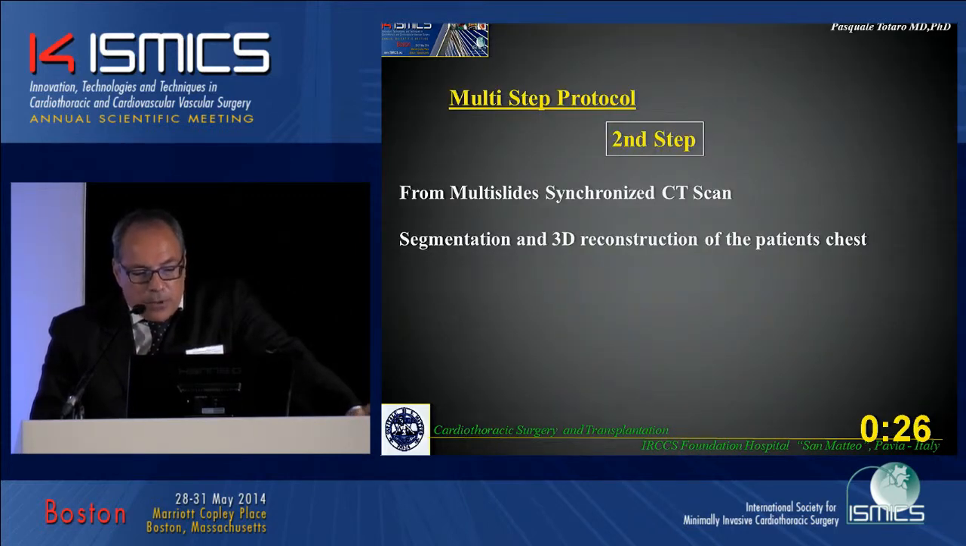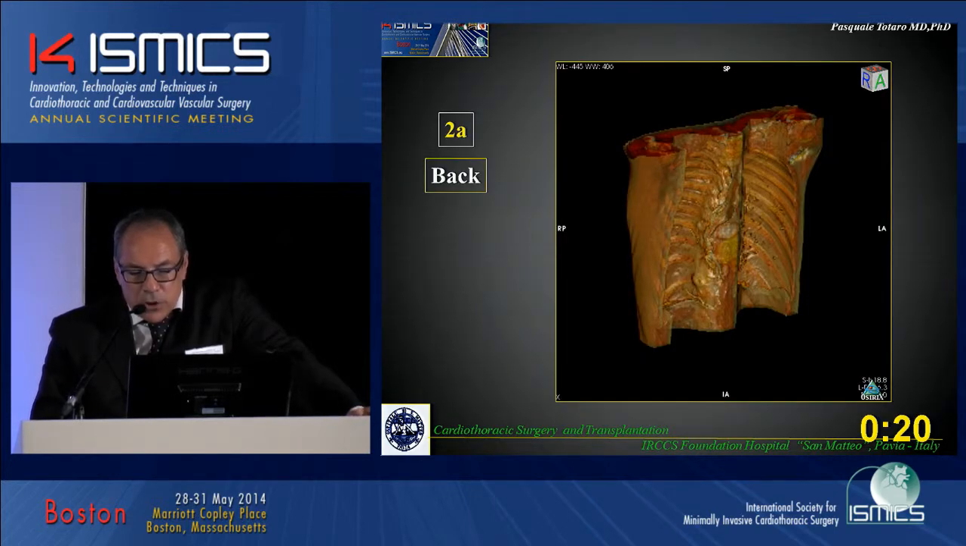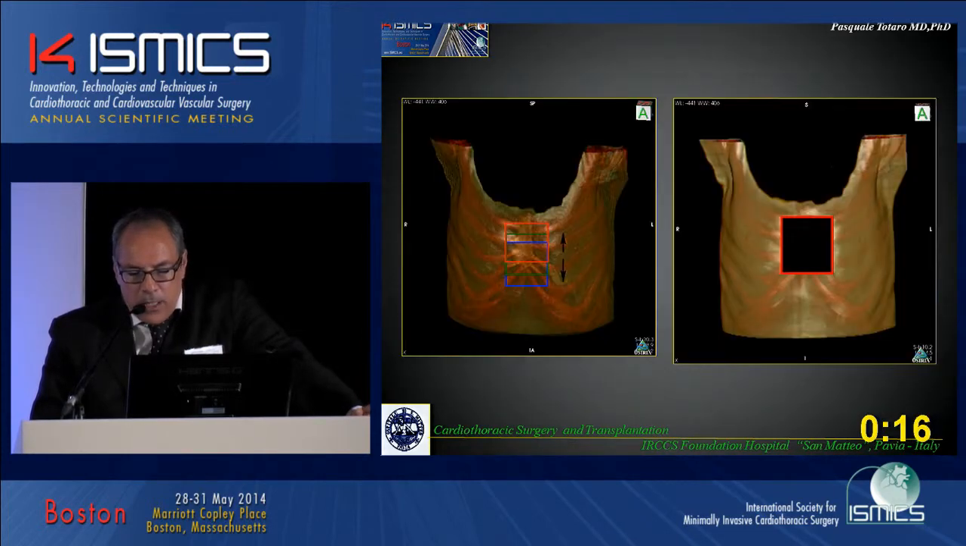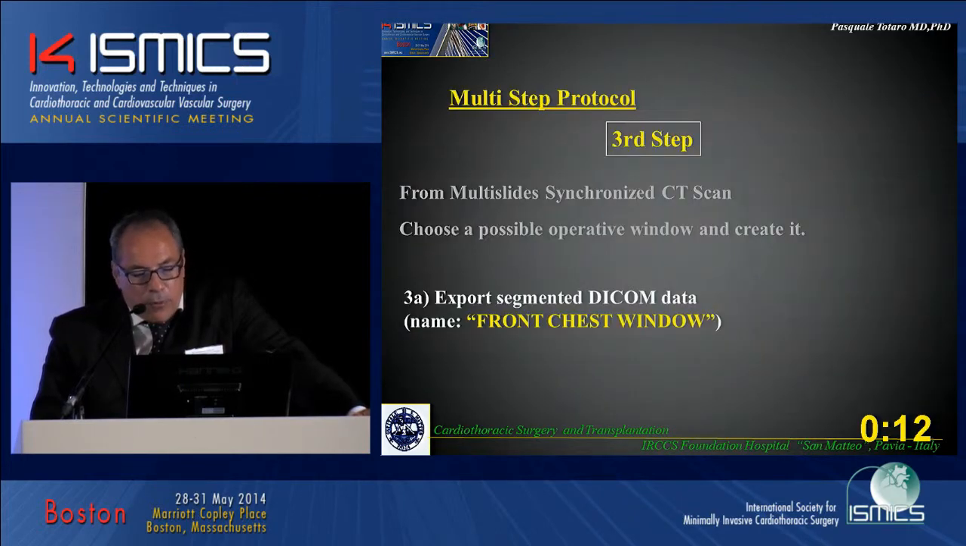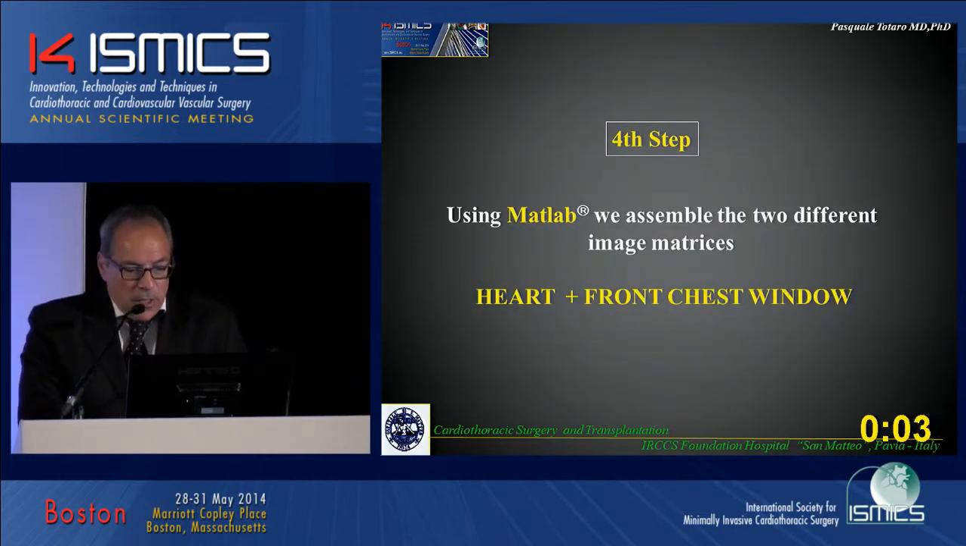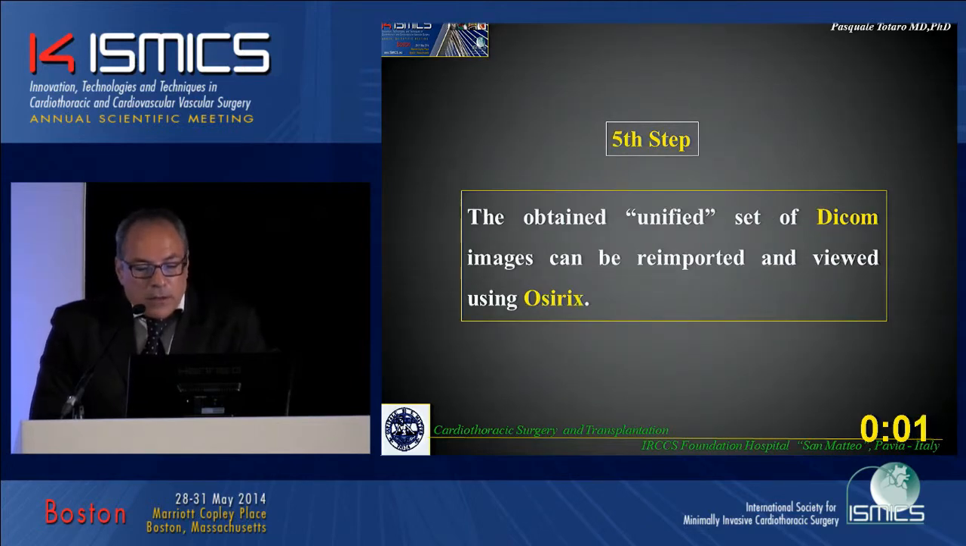The second step, still from the multi-slice CT scan, we prepared the segmentation of the patient's chest, front and back. And then on the third step, we create the window which is going to simulate the approach. So we had another DICOM segmented data. And then we assembled these two different imaging to obtain the final simulation.